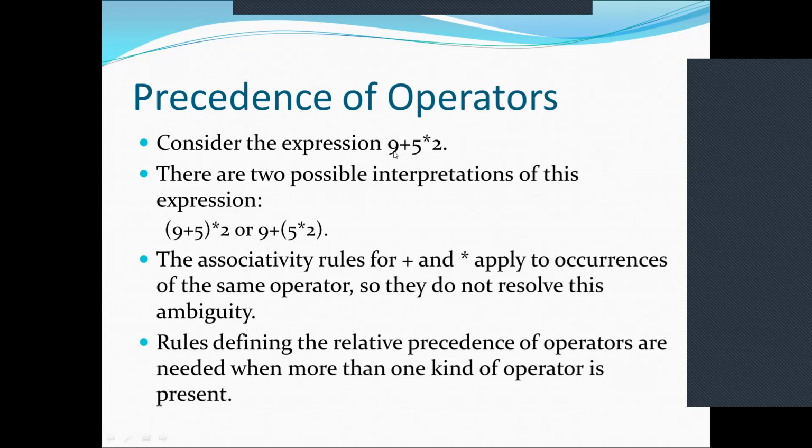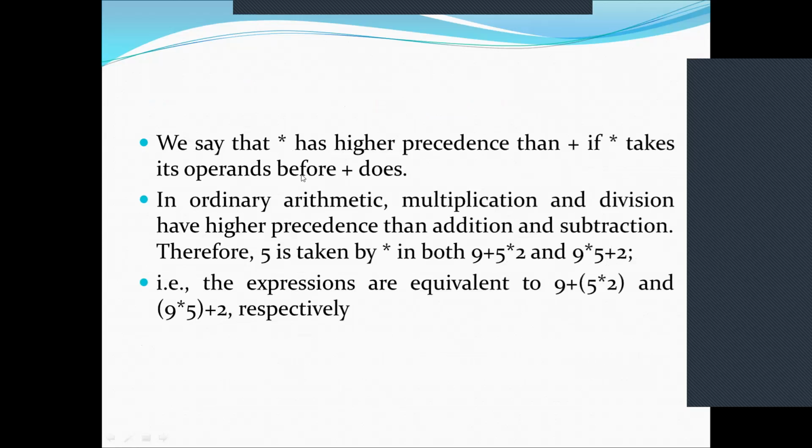So what it does in the precedence of operators, we say that star has higher precedence than plus if star takes its operands before plus does. We know that as per BODMAS, star has higher precedence than plus because star takes its operands before plus takes its operands. That is what is happening. So here also, in ordinary arithmetic, multiplication and division have higher precedence than addition and subtraction.